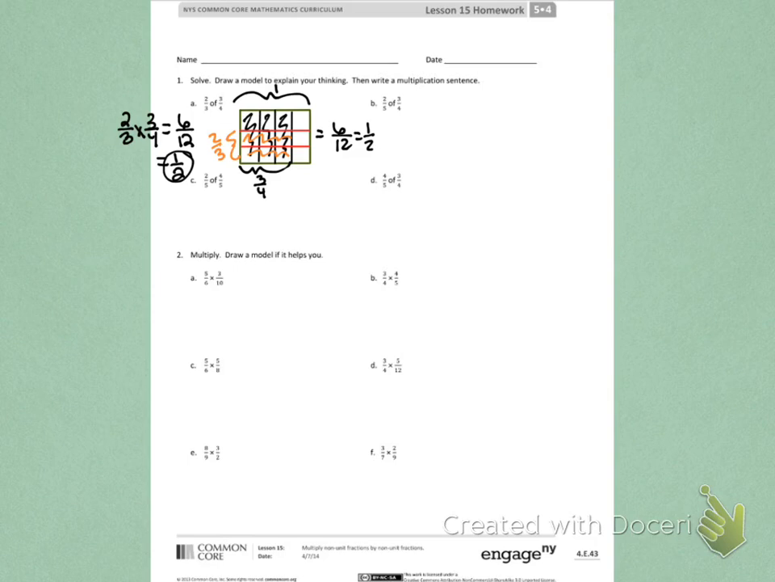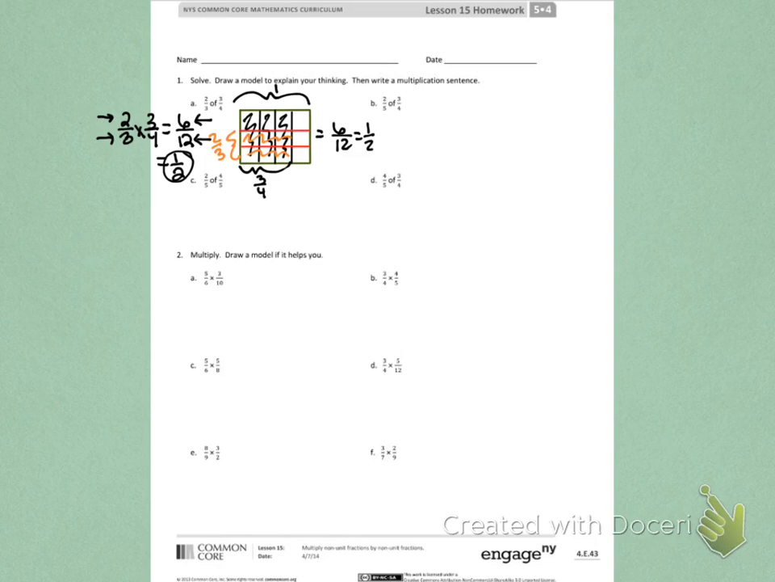I'm noticing 2/3 times 3/4. With the model, you can just multiply 2 times 3 to get to your 6, and 3 times 4 to get to your 12, and then reduce your fraction by whatever common number divides into both the numerator and the denominator. So let's look at number 2.